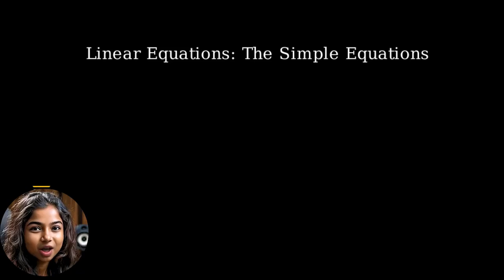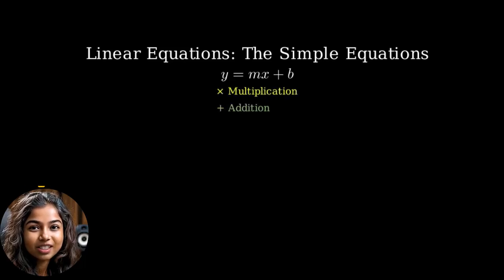A linear equation is considered simple because it only involves basic operations, multiplication and addition. Here's an example of a linear equation. y equals mx plus b. Notice how x only appears to the first power, and we only use multiplication and addition. Let's visualize what makes this equation simple.